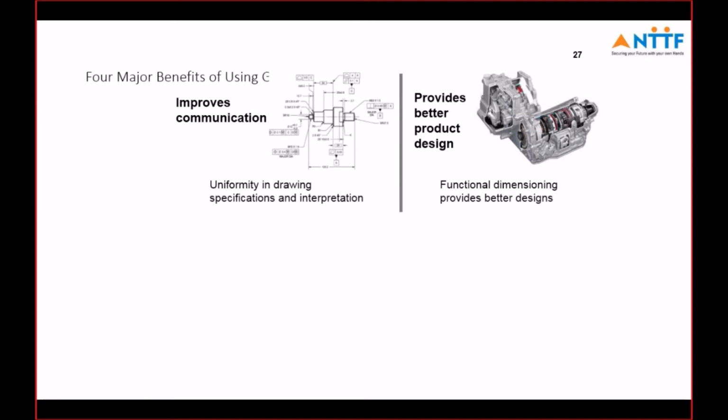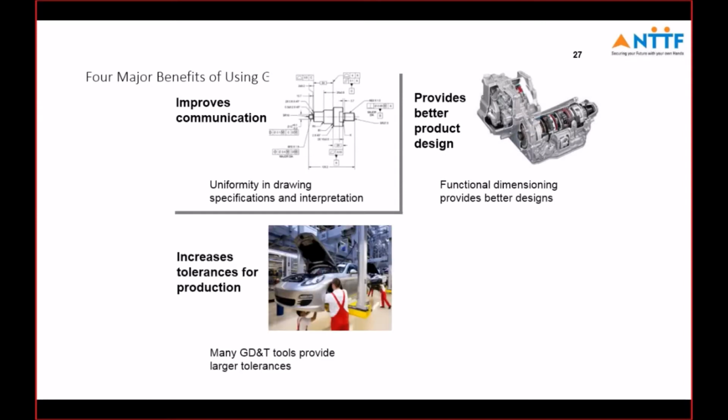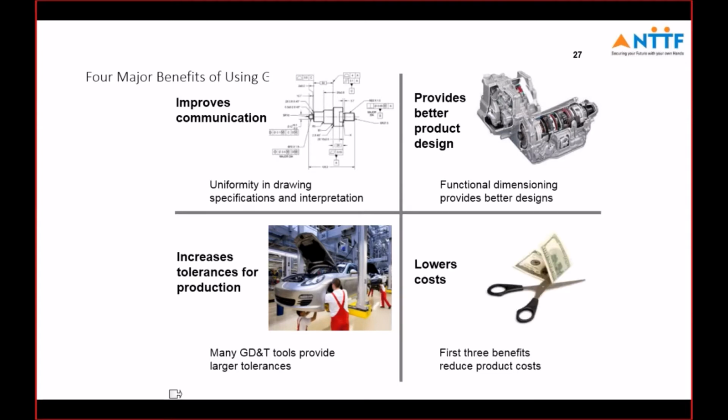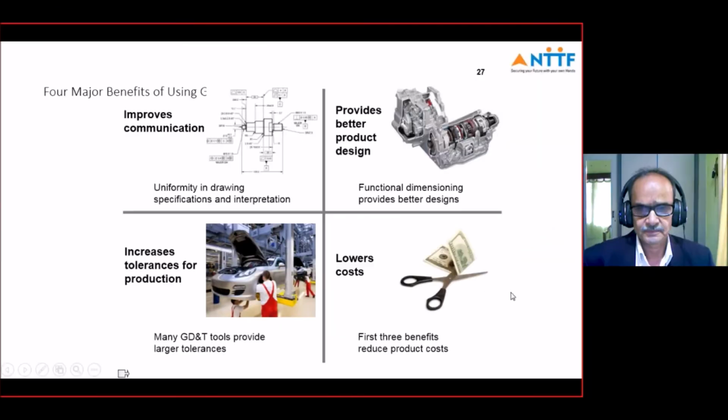Functional dimensioning provides better designs. It increases tolerances for production. It gives additional tolerance called bonus tolerance. When you use modifiers, many GD&T tools provide larger tolerances. And then it lowers cost. These 3 benefits reduce part cost.